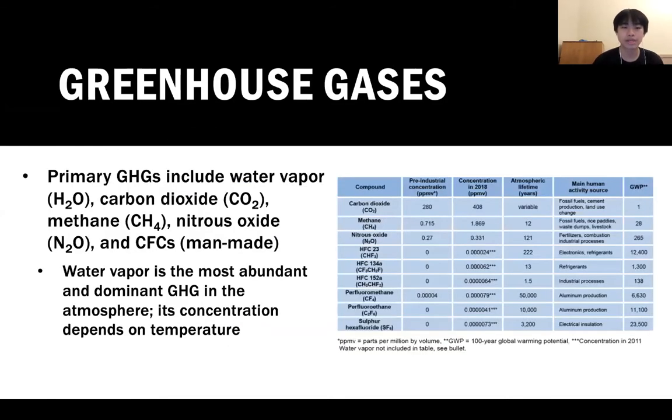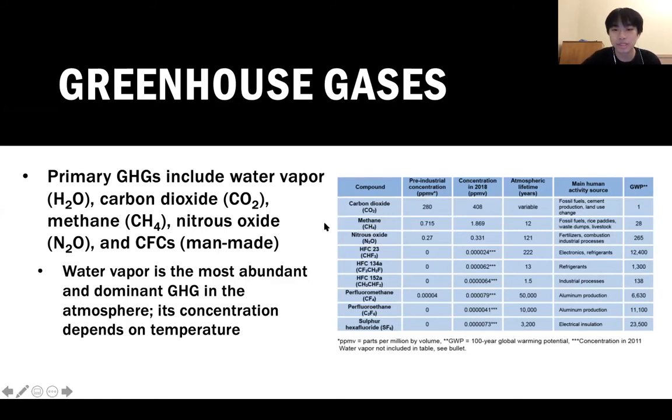So some primary greenhouse gases include water vapor, carbon dioxide, methane, and nitrous oxide, and these are all natural. But after the Industrial Revolution, the concentration of all of these compounds, with the exception of water vapor, increased in the atmosphere significantly. Another primary greenhouse gas is chlorofluorocarbons, which are man-made. So note about water vapor, it's the most abundant and dominant greenhouse gas in the atmosphere, but its concentration really depends on weather-related factors like temperature, so we'll focus on the other greenhouse gases.